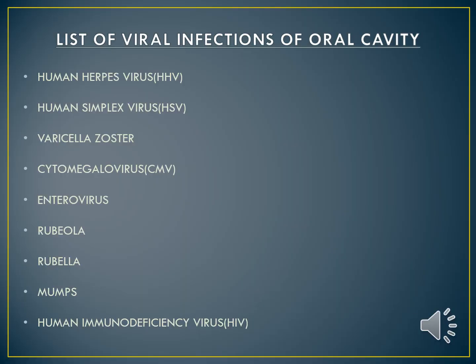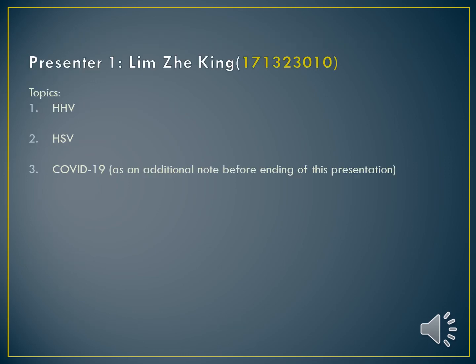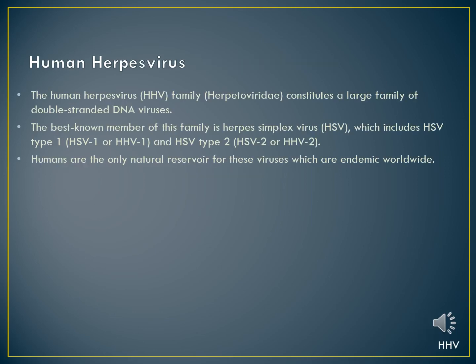Our list of viral infections of the oral cavity include human herpes virus, herpes simplex virus, varicella zoster virus, cytomegalovirus, enterovirus, rubella, mumps, and HIV. So I'll be presenting first. My topics include HHV, HSV, and COVID-19, which will be explained before the ending of this presentation. Next, I'll be talking about the human herpes virus.